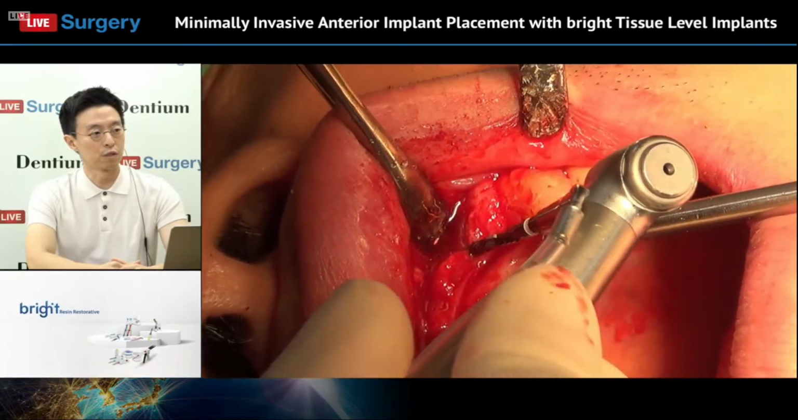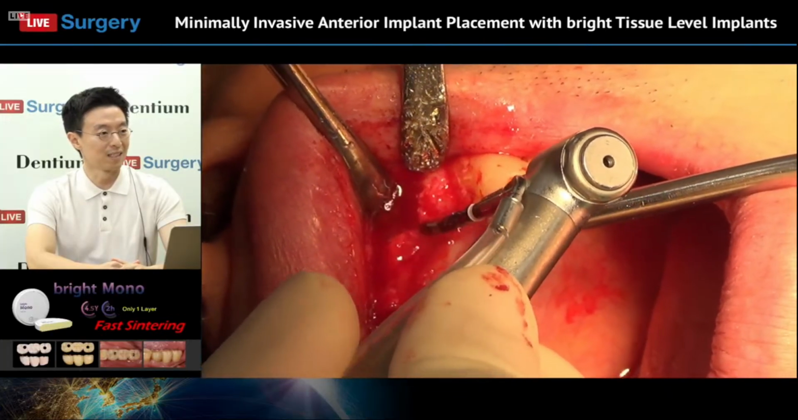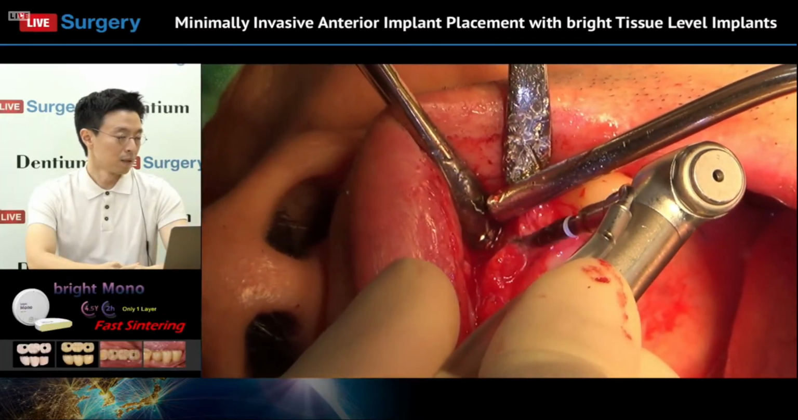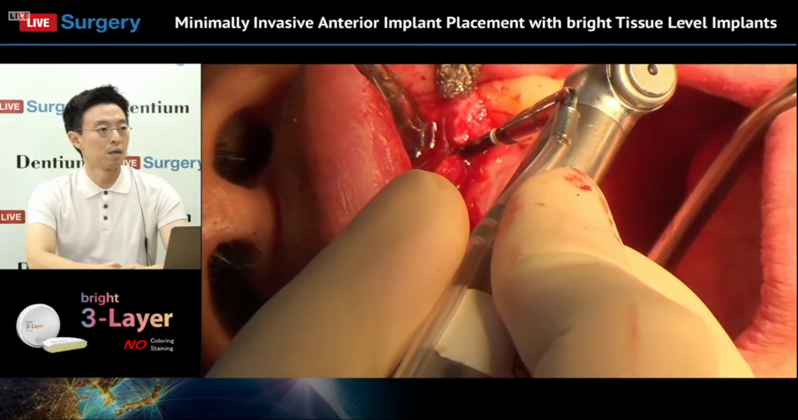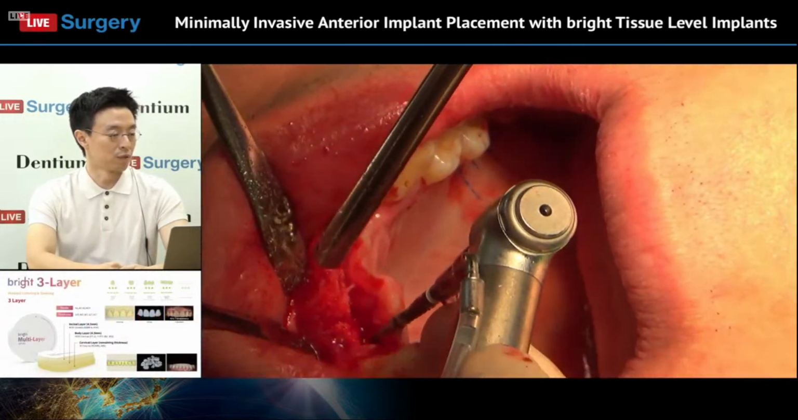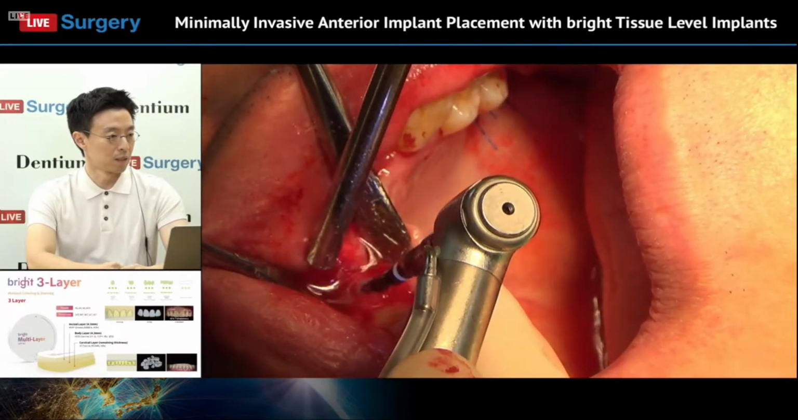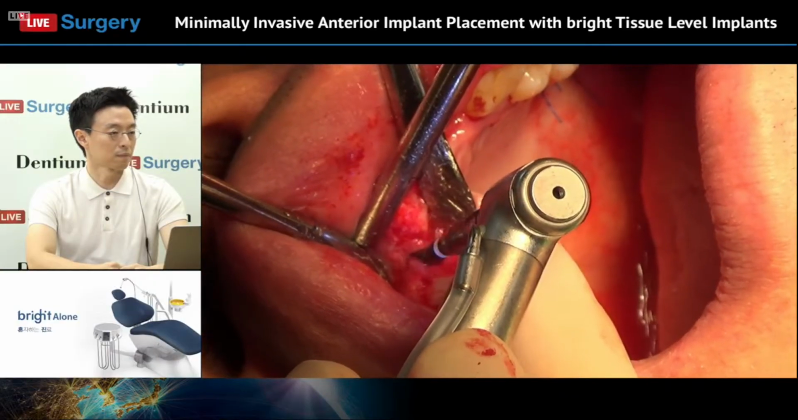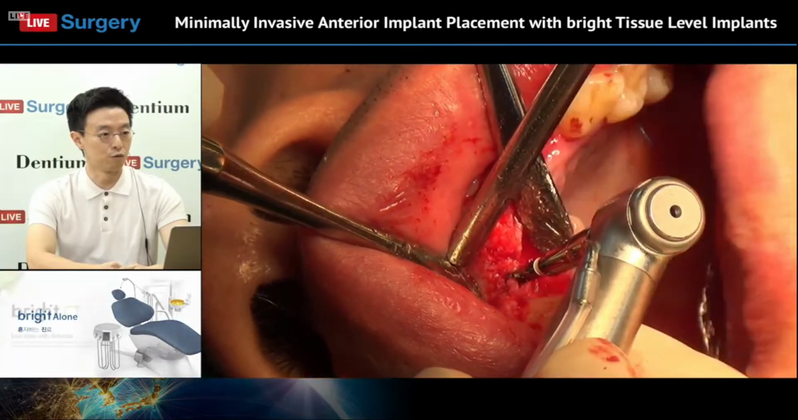I usually use the implant drill with extension drill because the adjacent teeth can be an obstacle to approach the drilling site. The extension drill can prevent that kind of situation. This is a 2.5 millimeter bright drill.